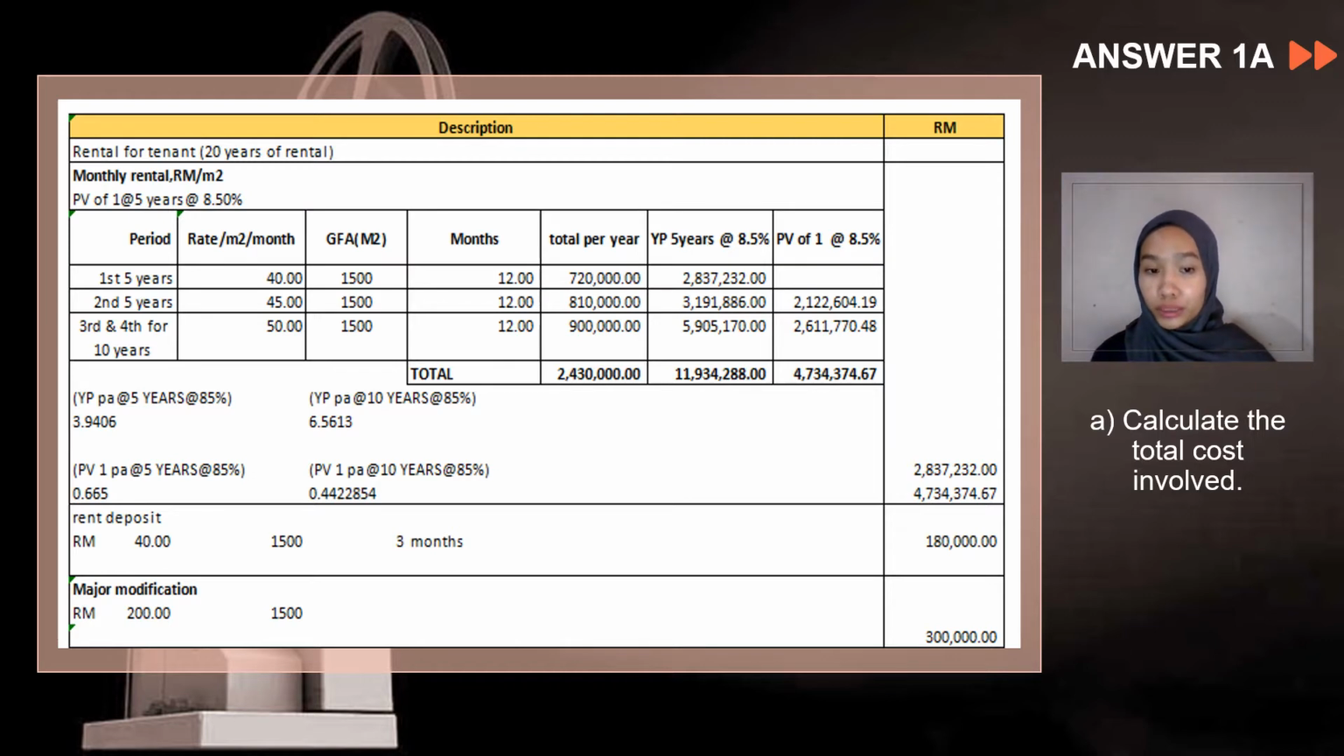As for the rental deposit, it is 3 months. For the first 5 years, they charge 40 ringgit per GFA. So 40 ringgit times the 1,500 GFA, multiplied by the duration of 3 months, totals 180,000. Next, for the major modification, it states that the rate is 200 per GFA. So we just multiply 200 with 1,500 GFA.